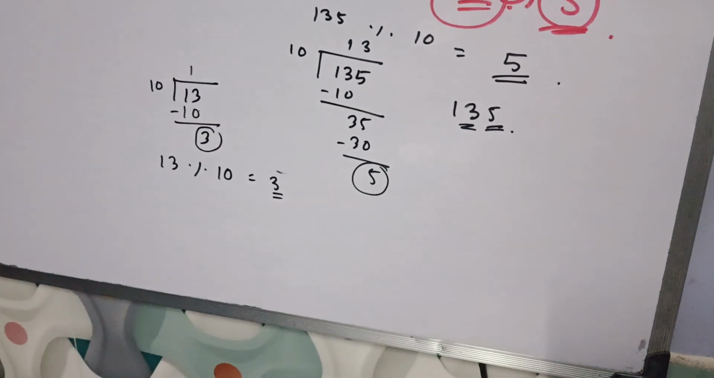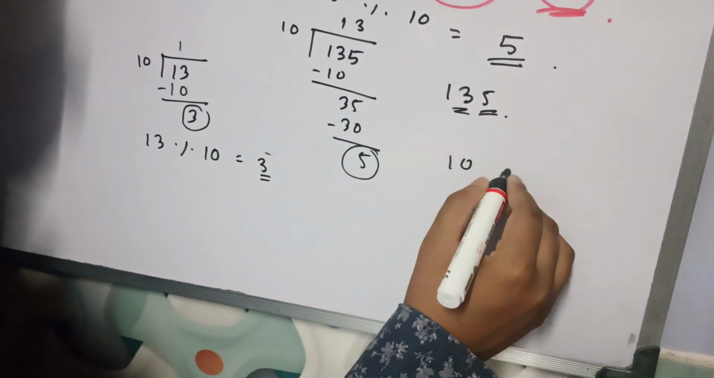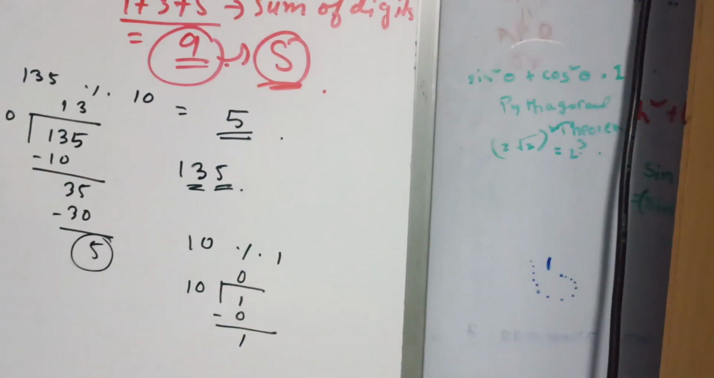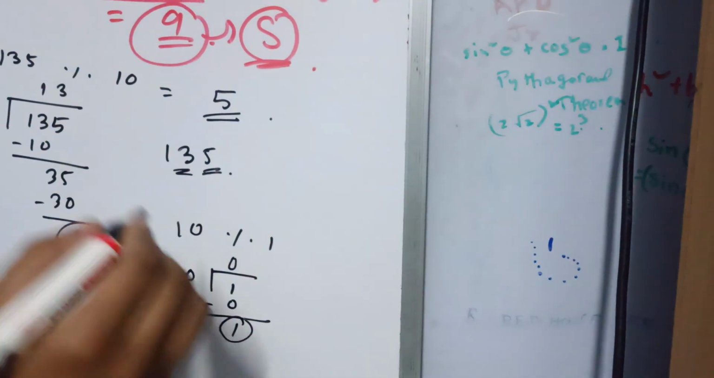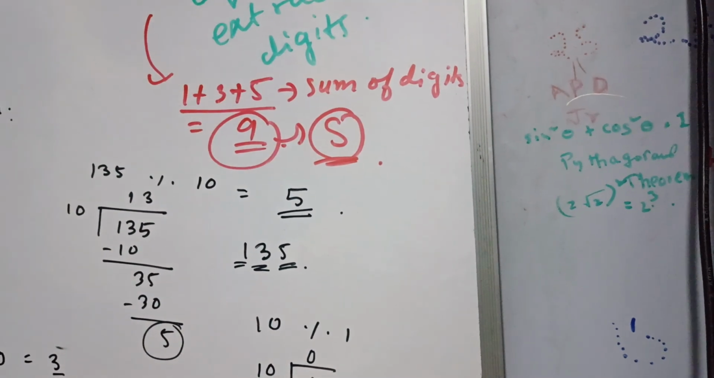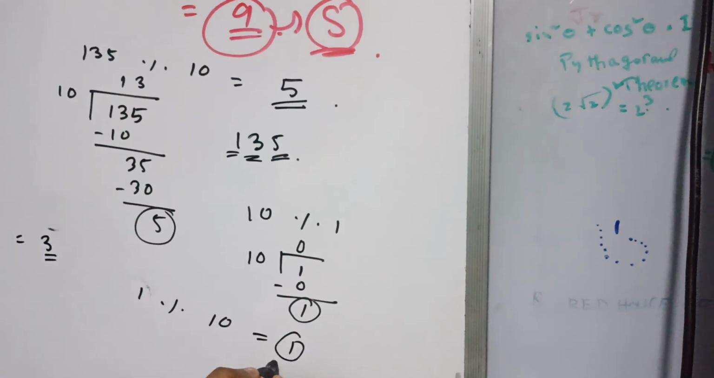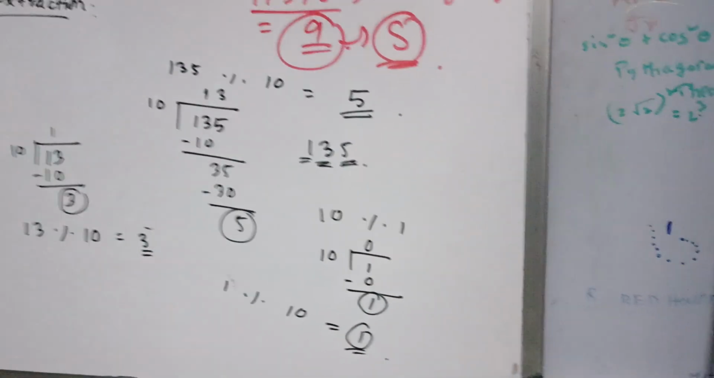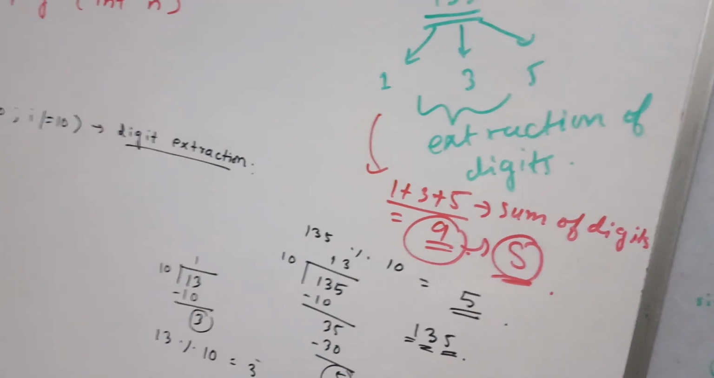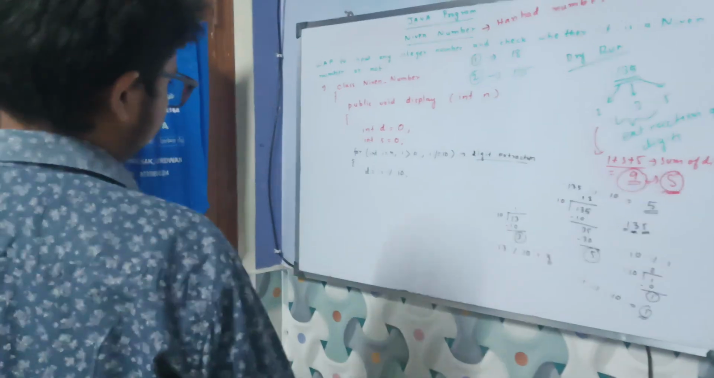And lastly, see what is left with us: 1. So 1 mod 10 equals 1. We are also getting the first digit. In this way we are able to extract all the digits from the number by performing this process. So this is the most conceptual part of this program.